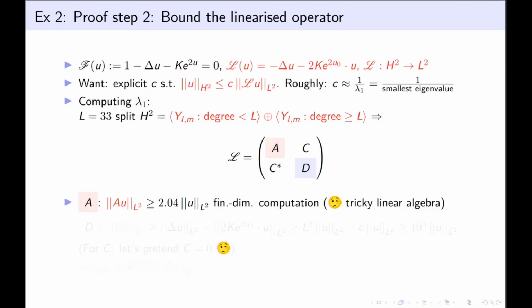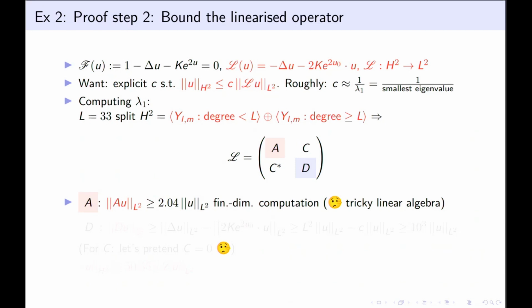So the cool thing, and that's the whole point of doing the splitting and so on, is that now A is a finite dimensional matrix. I haven't told you what the dimension of this space is. I think it's around 500 or something. But whatever it may be, it's finite dimensional. And so what you're doing then is to compute the smallest eigenvalue of a 500 by 500 matrix, which is just some finite dimensional computation. And I claim the smallest eigenvalue is 2.04.